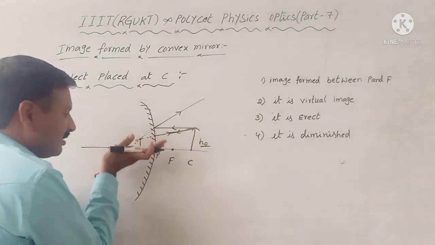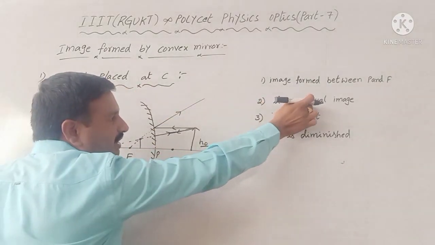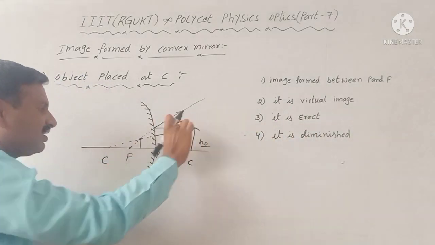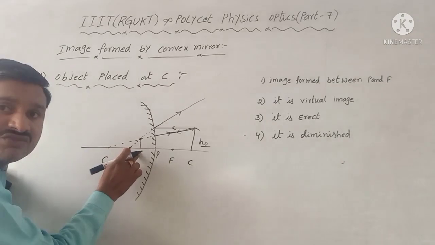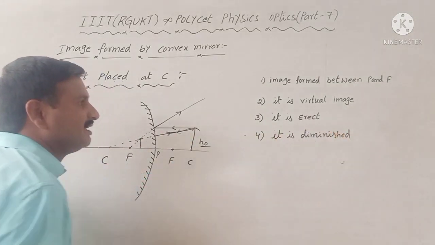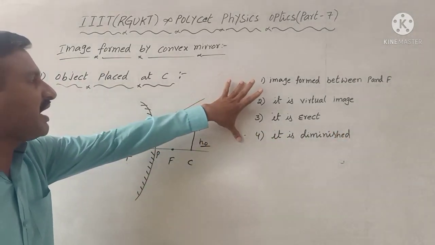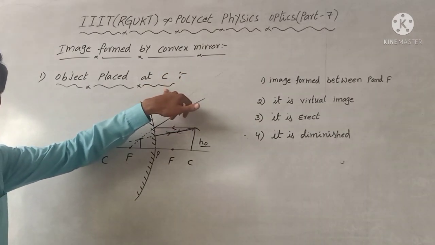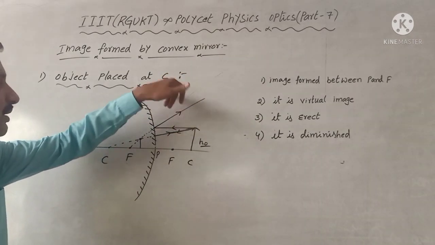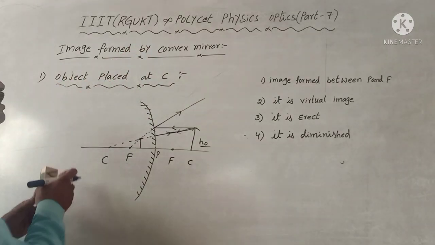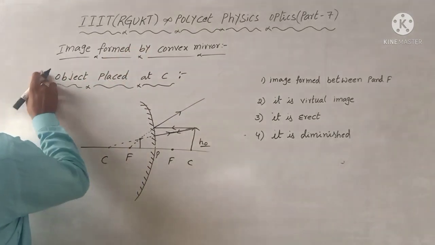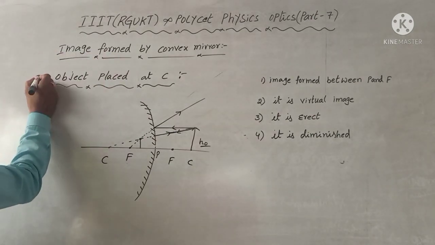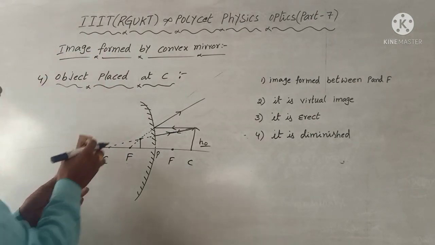It is above the principal axis, so it is called a virtual image, virtual and direct. Compared to height of object, height of image is very small, so it is diminished. That means it has the same characteristics beyond C and at C. Same characteristics. Okay. Next, we go to the rules first, second, third completed. Now it is the fourth one.